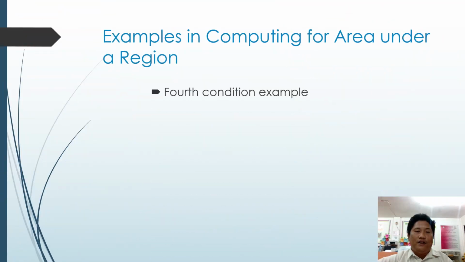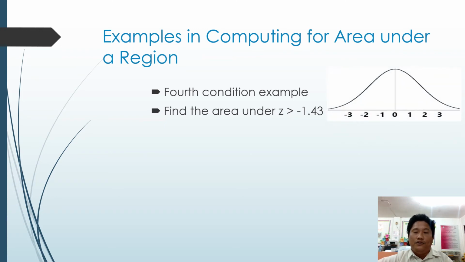Now let's have the example in computing for area using the fourth condition. For the fourth condition, if z is greater than a negative value. So if z is greater than negative 1.43, we'll try to use again our standard curve. We'll locate the negative 1.43 in our curve and shade it to the right, so that's the shaded part. That's the area that we're looking for. Based on the illustration, our answer should be greater than 0.5 because it's more than half of the curve.